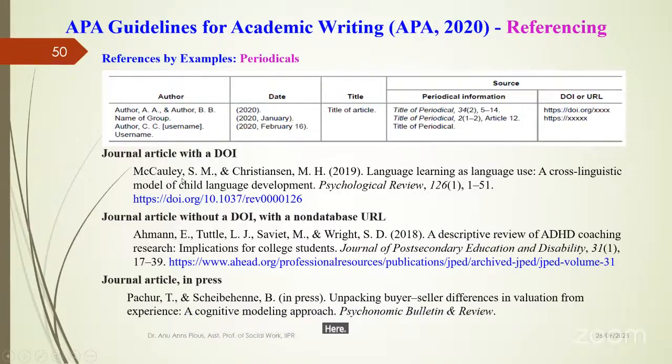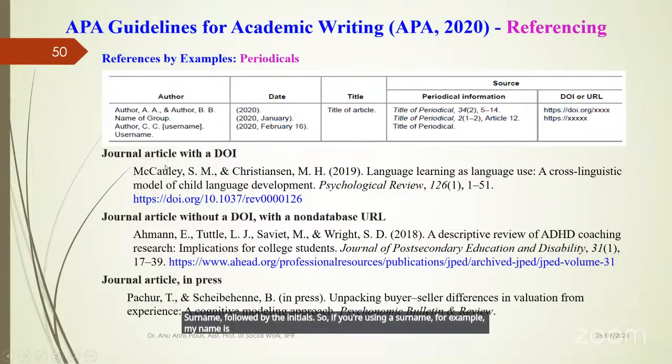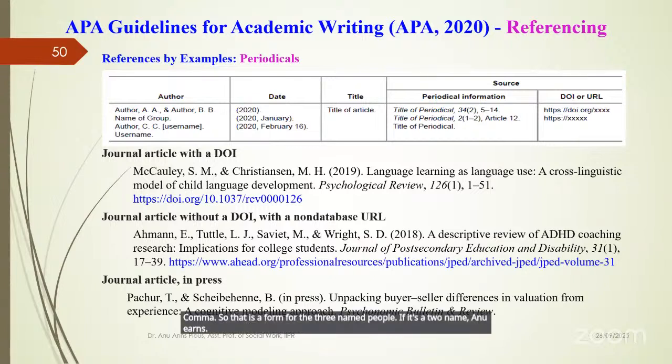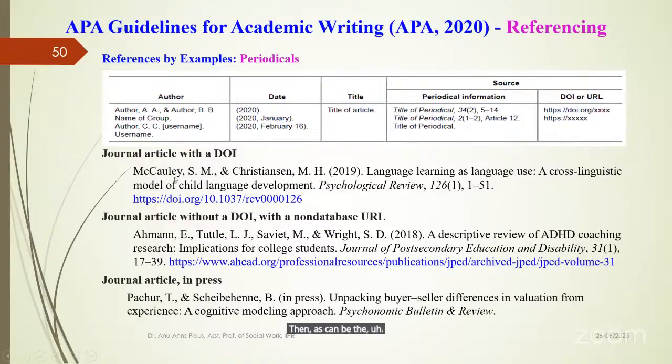Here you will be able to see 2 authors, which start with their surname followed by the initials. For example, my name is Anu Ann Spires. If you're citing my document, it should be referenced with Spires, comma, then the abbreviated form of my first and second name, A dot A dot, comma. So that is the form for people with 3 names. If it's 2 names, Anu Ann, then Ann can be the name as it is, followed by a comma.